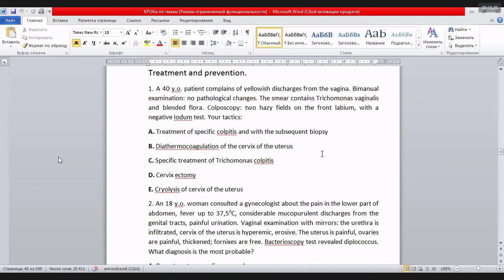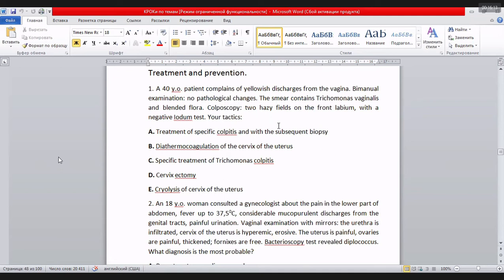Now, inflammatory diseases. A 40-year-old patient complains of yellowish discharges from the vagina. Bimanual examination shows no pathological changes. This may contain Trichomonas vaginalis and mixed flora. Colposcopy, I hope you know what it means: investigation of the cervix with the help of a colposcope, which looks like a microscope. We put it to the entrance to the vagina, relate it to the walls of the vagina and see the condition of the mucosa of the vagina and the condition of the vaginal part of the cervix with the help of this microscope.